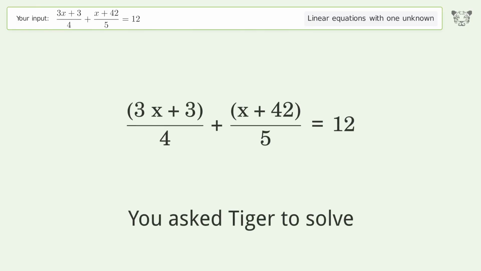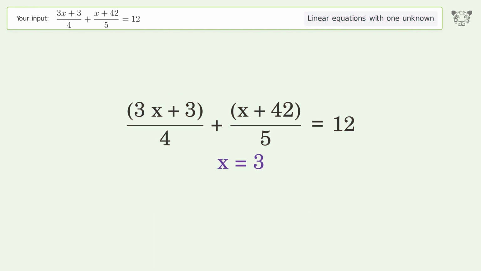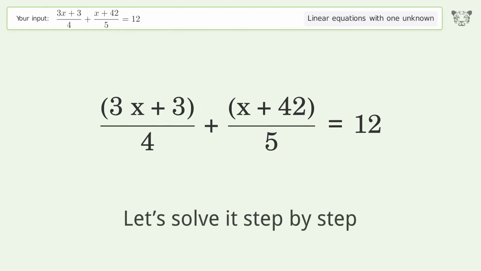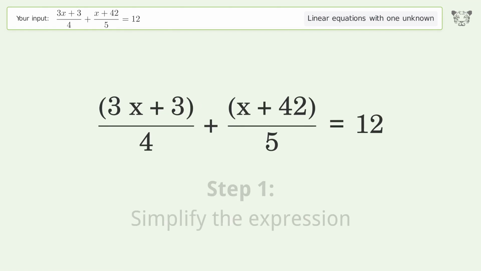You ask Tiger to solve. This deals with linear equations with one unknown. The final result is x equals 3. Let's solve it step by step. Simplify the expression. Break up the fraction.